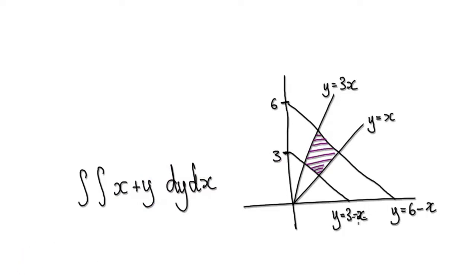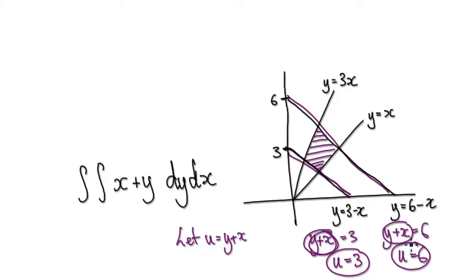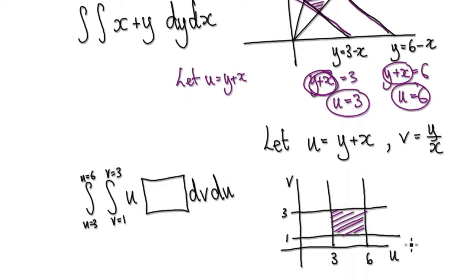Okay, so to do this, if we add x to both sides, this thing here equals 3, and y plus x equals 6. If we let u equals y plus x, then this will become u equals 3, and this will become u equals 6. Nice and simple. So these two diagonal lines will simply become u equals 3 and u equals 6.